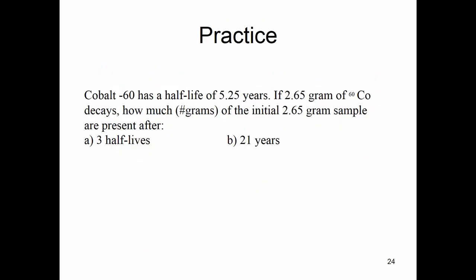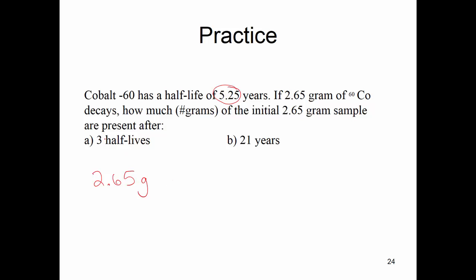All right, let's do a couple of practice problems. So there's two ways you could be asked. So I have an A and a B here. We have cobalt-60, and it has a half-life of 5.25 years. That's its half-life. Okay, and if we have 2.65 grams of it, we want to know how much do we have after 3 half-lives.